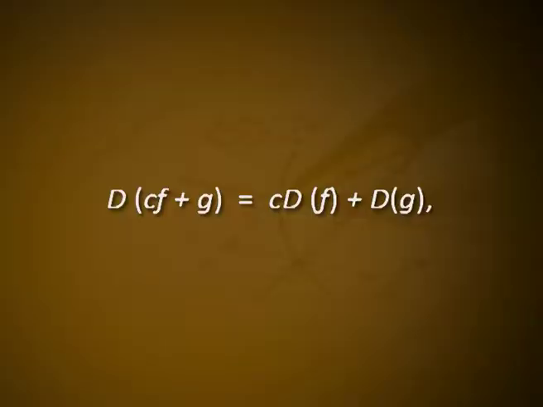Equation number 9. From equation number 8 and 9 we get D of c into f plus g is equal to c into D of f plus D of g, showing that D is a linear operator.